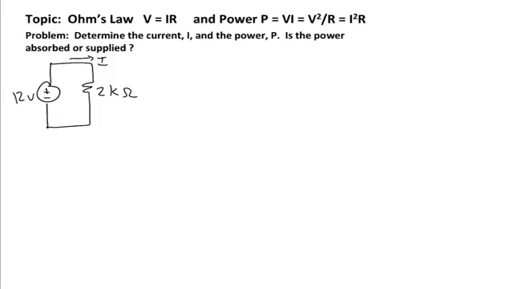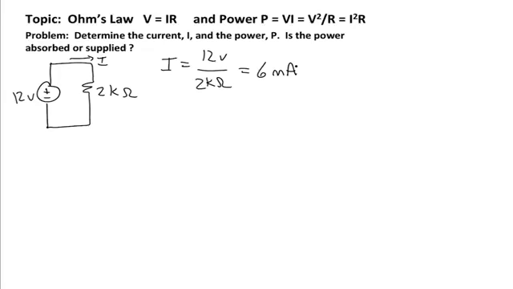So to do this, we use Ohm's law first to determine the current. If we use Ohm's law and solve for the current, then we have current is equal to 12 volts divided by 2 kilo ohms of resistance. And so ultimately we end up with a current equal to 6 milliamps of current. So that solves for our current. And our current is a positive current in this case as well.